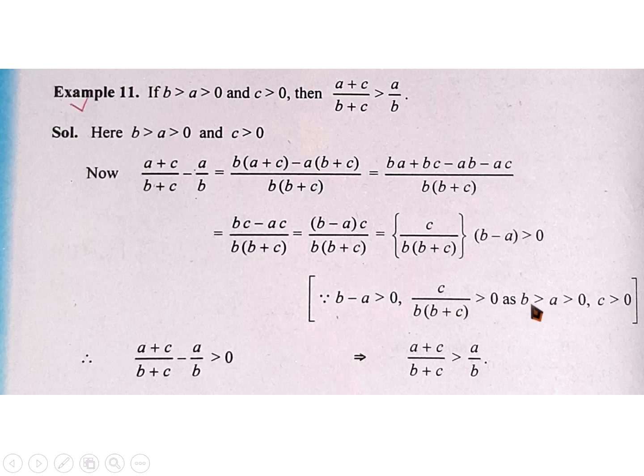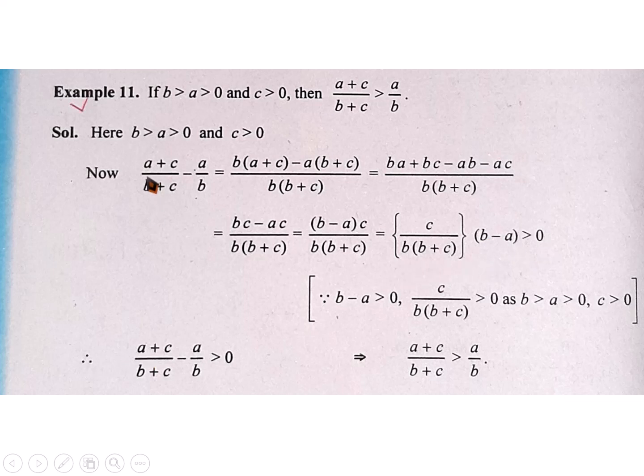Taking a on the left side, we get b minus a is positive. So this b minus a is positive. Next, b is positive, c is positive, and therefore the calculation of this one is also positive. c over b into b plus c is positive because b and c both are positive. This is positive, this is also positive, so this product is positive.